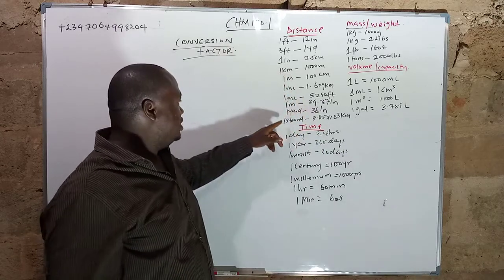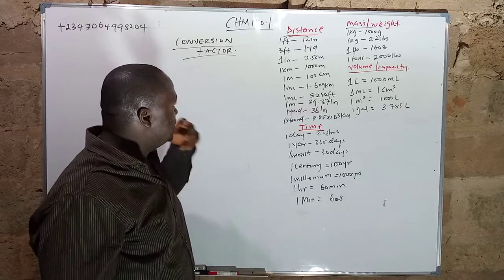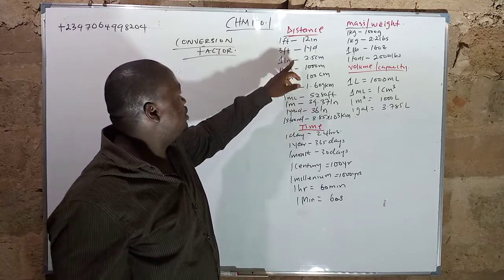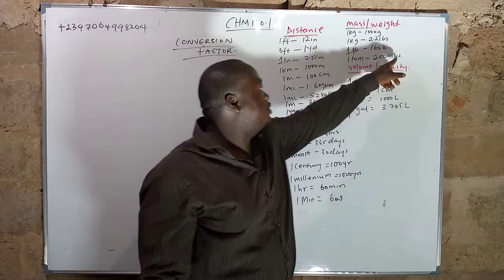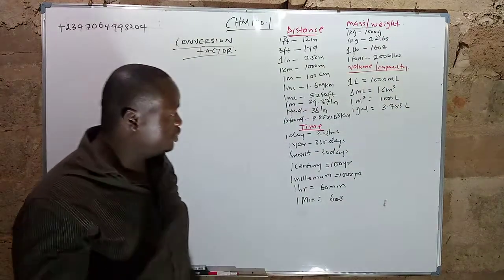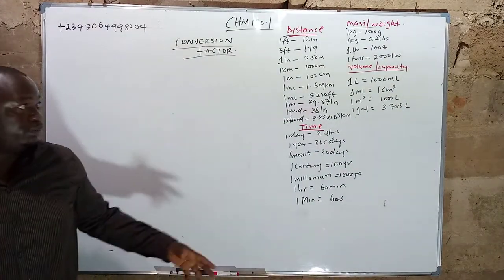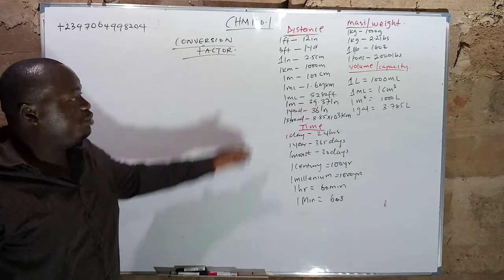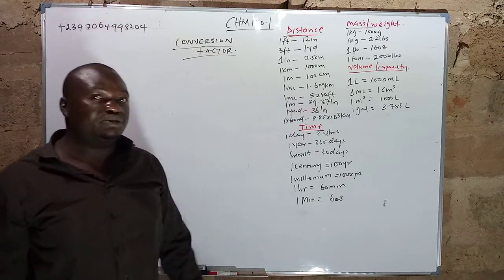MI is miles. This is yard, this is strand, this is foot, inch, this is pounds, ounce. So please note all these symbols for you to know it. So actually you need to commit all these things to memory for you to be very good in this.